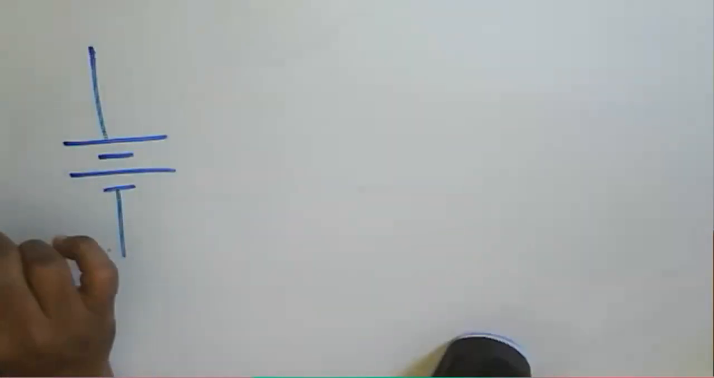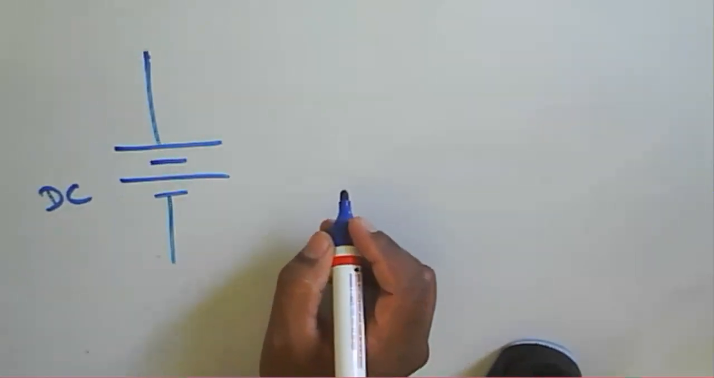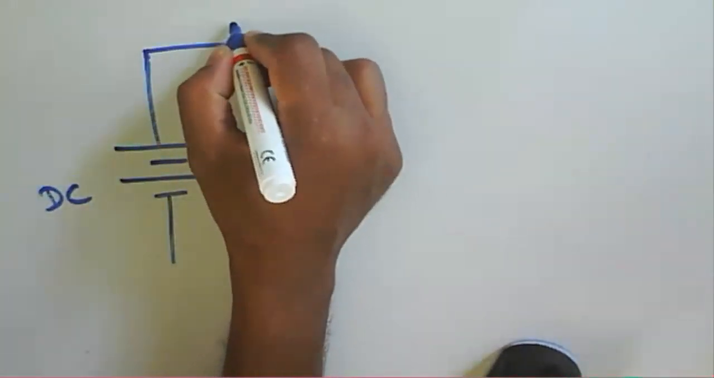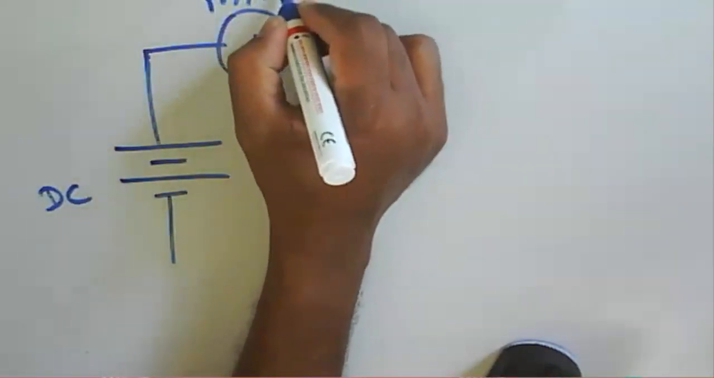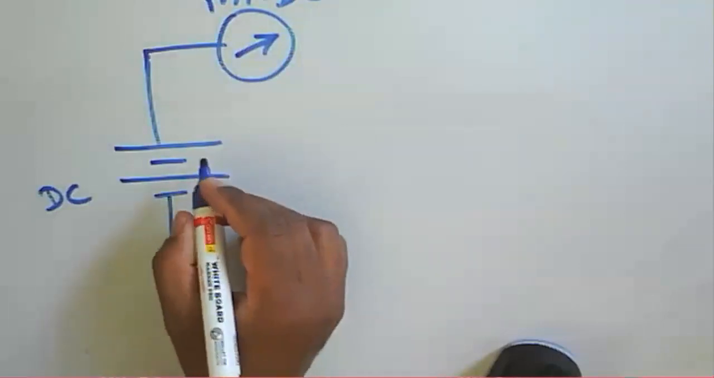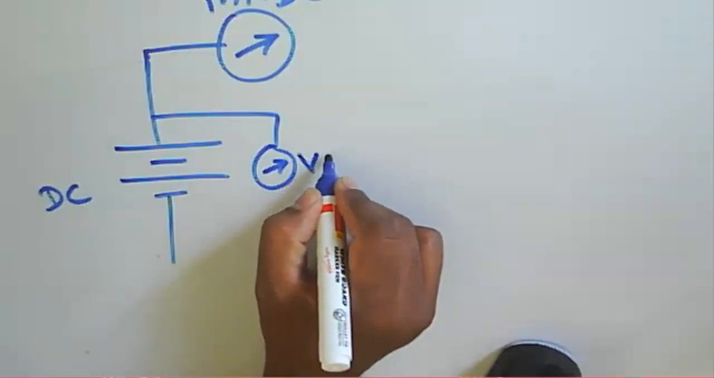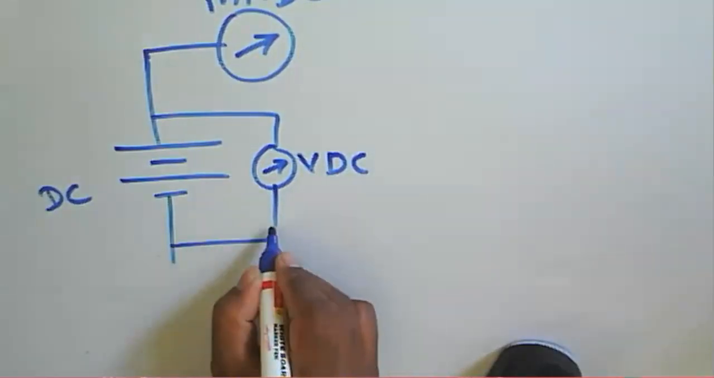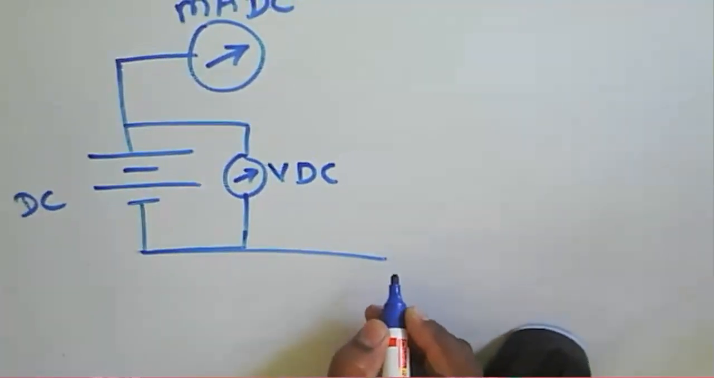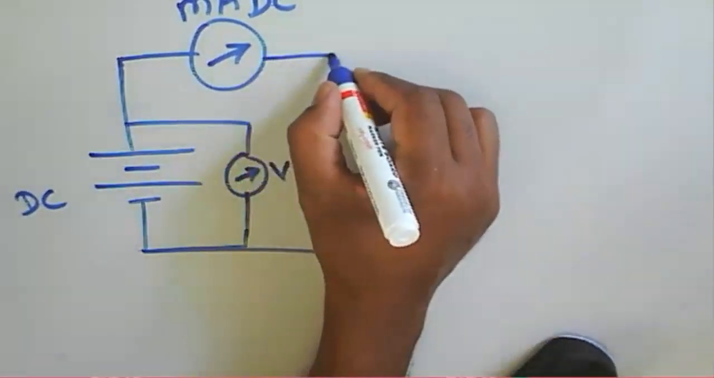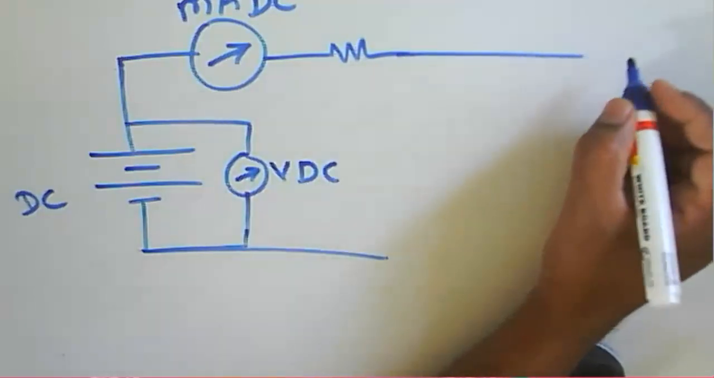Here we apply a DC supply to this device, this regulated power. Then we need to measure what current is propagating through the device. Here, a milliampere current is propagating through the device. And we need to measure exactly how much voltage we are applying to the device, that is VDC. And then the bridge circuit component.